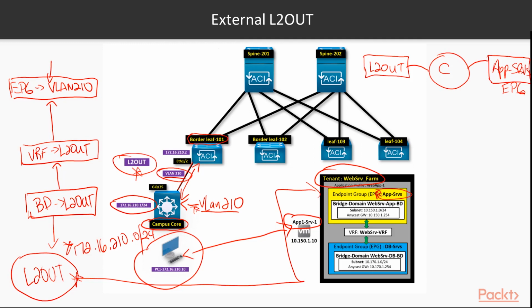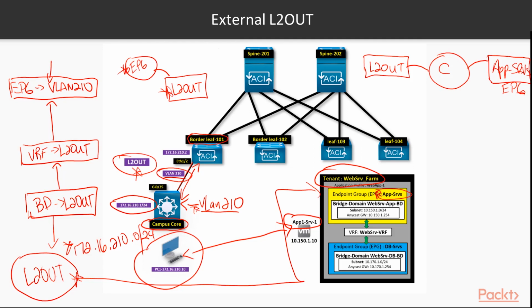It's literally, L2OUT is another EPG, but the only difference is it's external. The resources are actually outside of ACI, and we're classifying them onto an external bridge domain. Once we do that, we can then apply endpoint groups onto the external bridge domain, which means that I can have an EPG associated to the L2OUT domain. So I can do that. And then whatever we attach to this EPG is basically part of the L2OUT because it's going to sit on the same external bridge domain.